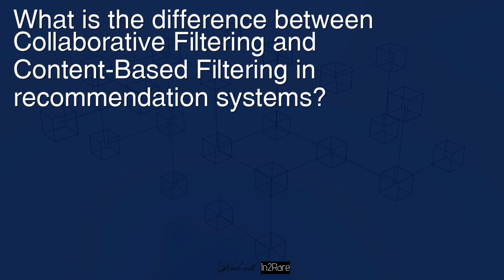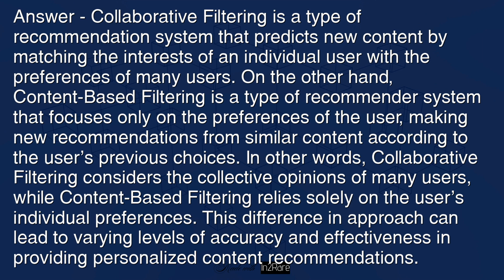What is the difference between collaborative filtering and content-based filtering in recommendation systems? Answer: collaborative filtering is a type of recommendation system that predicts new content by matching the interests of an individual user with the preferences of many users. On the other hand, content-based filtering is a type of recommender system that focuses only on the preferences of the user, making new recommendations from similar content according to the user's previous choices.